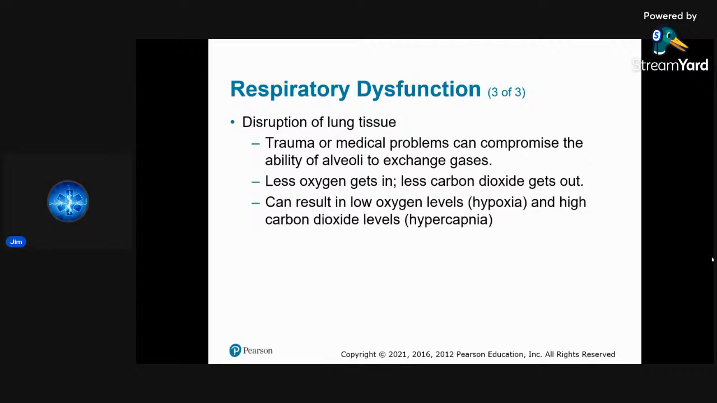Trauma or medical problems can compromise the ability of the alveoli to exchange gases. So if they can't exchange gases, the less oxygen gets in, the less carbon dioxide gets out. So you'll have a lower oxygen level, or hypoxia, and a higher carbon dioxide level, which is hypercapnia.